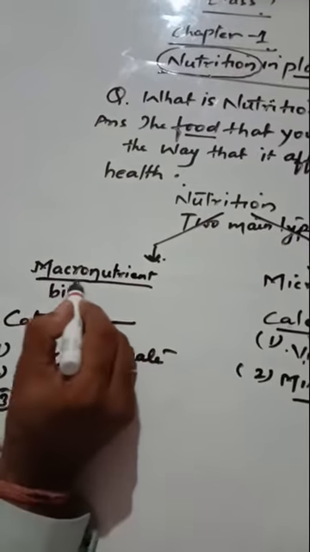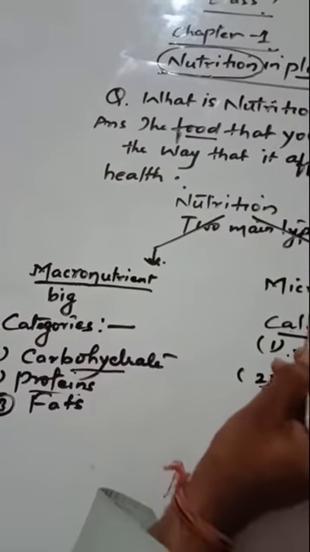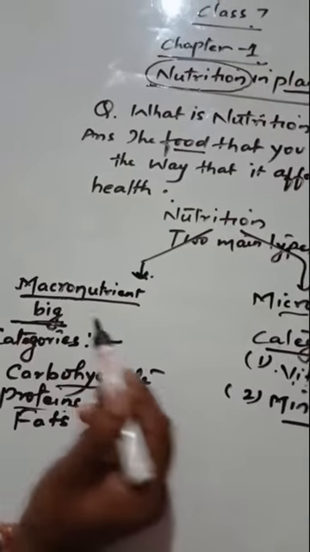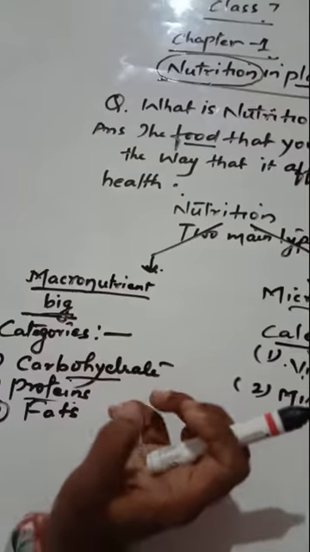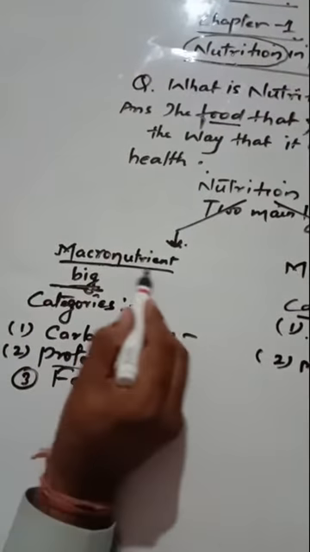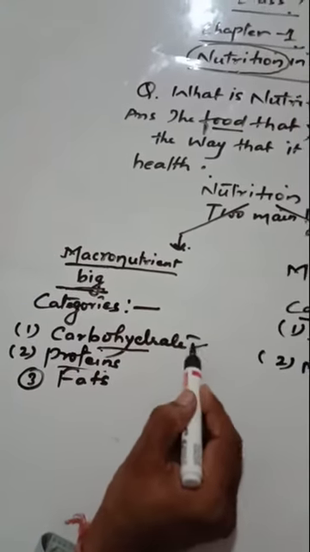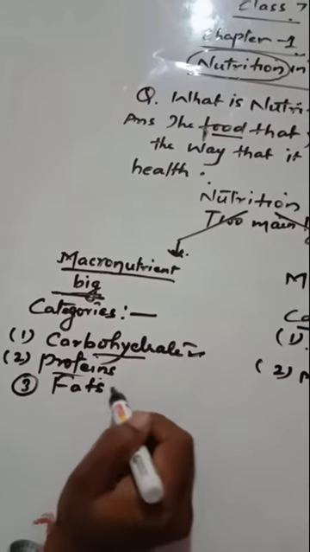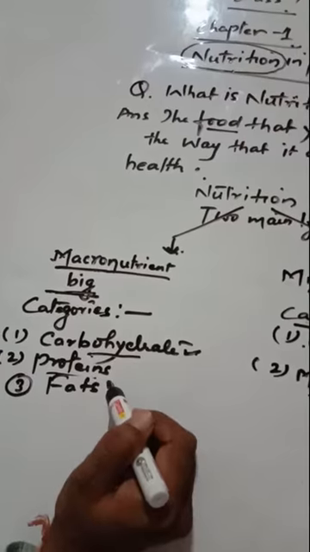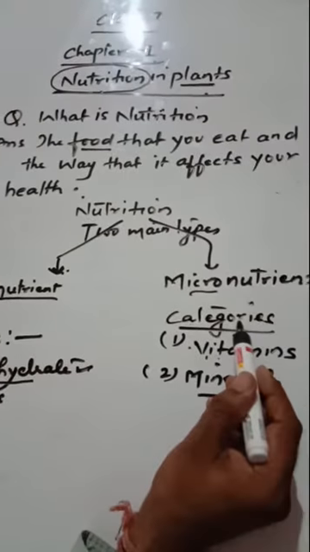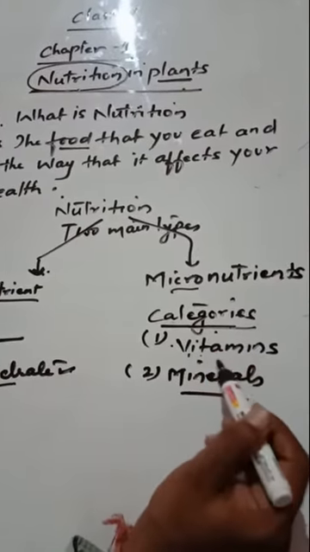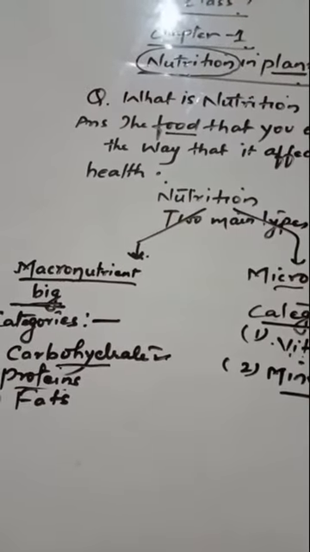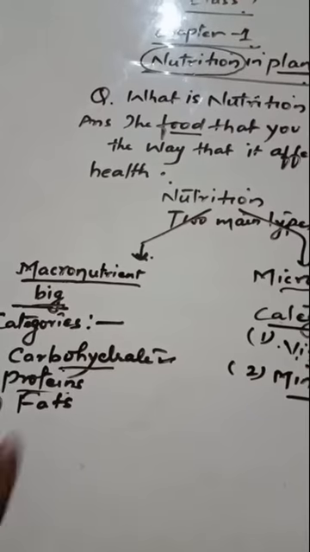In macro terms, big, micro is small. Its requirement is in large quantities, so it has been named as macronutrients, under which we study carbohydrates, proteins and fats. And for the second one, micronutrients are categorized into vitamins and minerals. So we are not going to go into further detail on the nutrients.